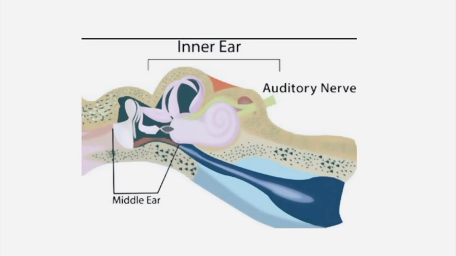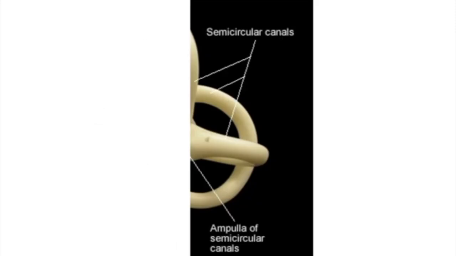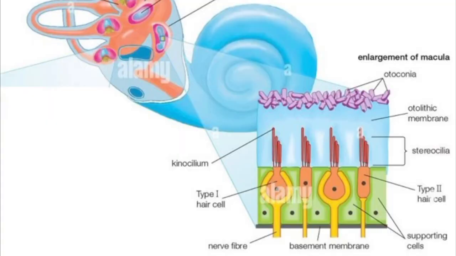The inner ear has two main components, the bony labyrinth and the membranous labyrinth. The bony labyrinth consists of a series of bony cavities with semicircular canals used to sense sound and overall physical balance in the body. The membranous labyrinth lies within the bony labyrinth and is also a series of semicircular canals containing sensory receptors for hearing.